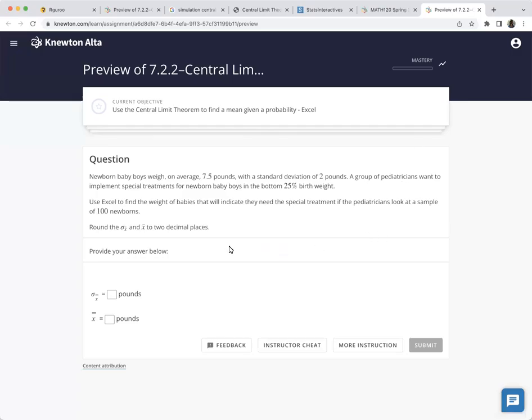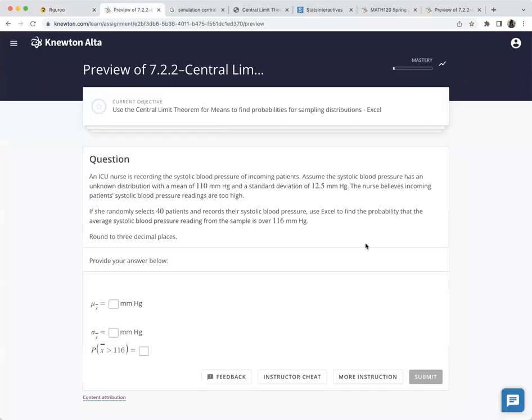Let's work on some of the problems for the homework for the 7.2.2 central limit theorems with RGuroo. So I have RGuroo opened. All right, let's work some of the problems from the homework. This is 7.2.2, the central limit theorem using RGuroo.